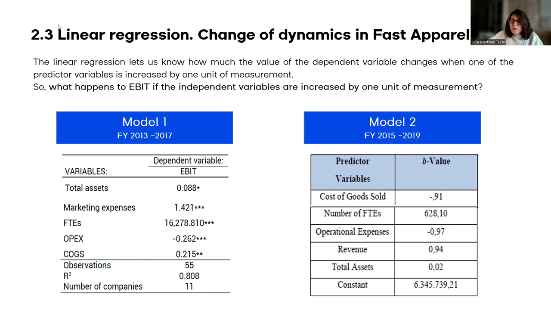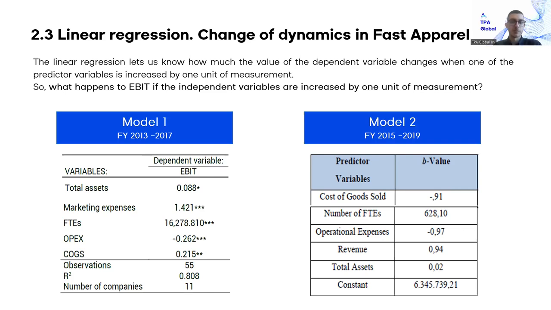But if you go to model two and see the number of FTEs, what it's saying to you is that if you increase the number of FTEs by just one unit, if you put one more FTE in the model, the EBIT according to the model would increase by 628 euros. So that's a significant difference between the results of the two models. It's clear that the impact of one employee according to model one is, well, higher, that's for sure. Much higher than the impact of increasing one employee according to model two.